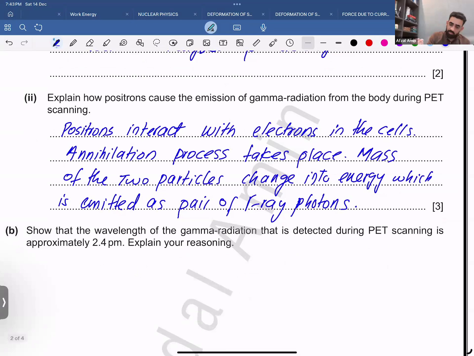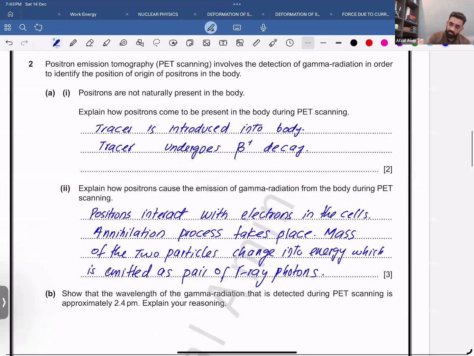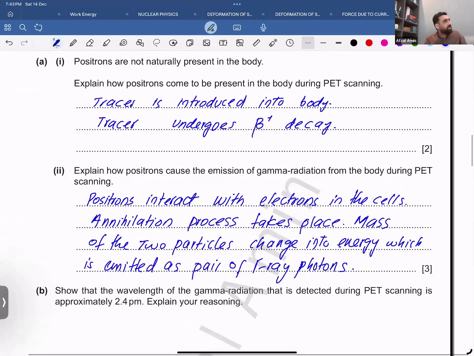So this is actually that. All it starts with the tracer. It is introduced into the body. It goes for beta positive decay. This positron interacts with the electrons. Annihilation process takes place. What happens? The mass changes into energy. This energy is emitted in the form of a pair of gamma ray photons.